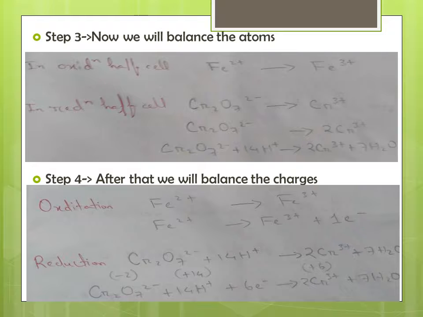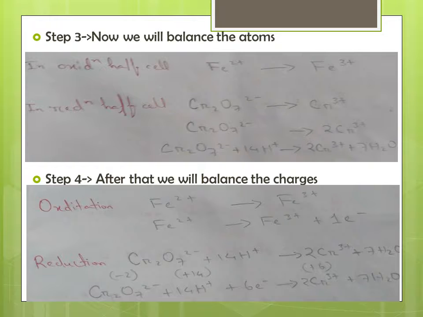Go to the other side of the reaction. There we have two chromium, that is 2 times 3+, so it is plus 6, isn't it? In the case of 7H2O, there is no charge. So on one side we have plus 12, and on the other side we have plus 6. So on the right hand side there is a deficit of charge, isn't it?